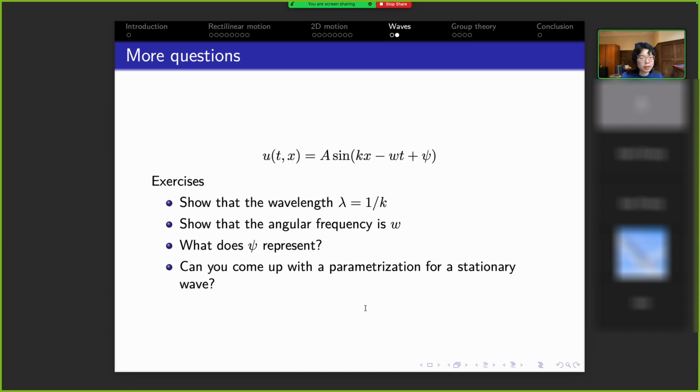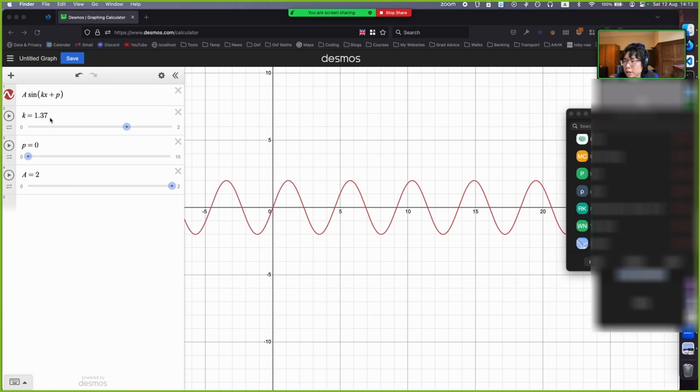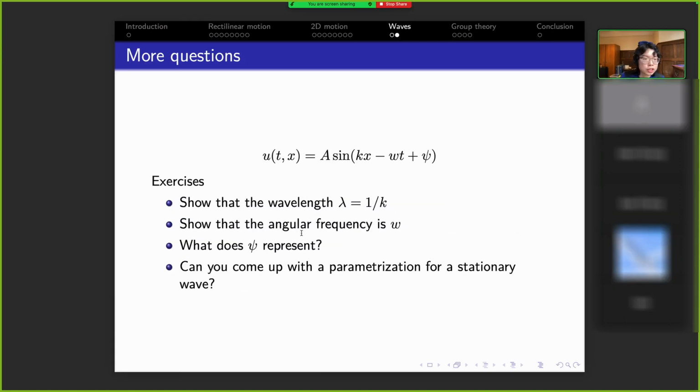So this is some exercise for you back home, because this really is very similar to uniform circular motion. I think you really can do this back home. Try to prove that the wavelength lambda is 1 over k. Try to show that the angular frequency is w. It's really not that complicated, you can do it on your own. What does this psi represent? You can already guess: the psi represents some kind of offset in the initial wave.